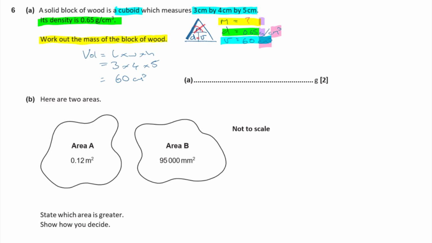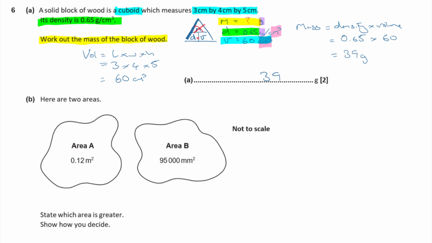So write down the formula. Mass equals density times volume. Subbing in what we know, density is 0.65. We know that the volume is 60. So multiplying those two things together, 0.65 times 60, comes out to be 39. 39 what? It's going to be grams, isn't it? We decided that already. So that's 39 grams. So I can just write that straight on the answer line, 39 grams.